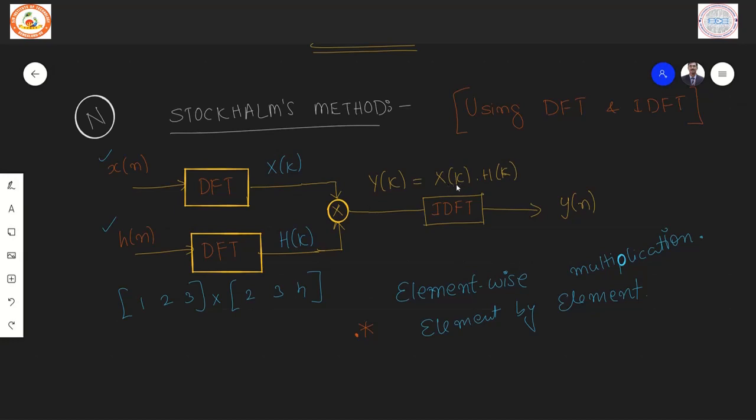The multiplication that is described here is called element-wise multiplication. In other words, we multiply the respective elements. So for example, if we have 1, 2, 3 and 2, 3, 4, multiplication is between the terms 1 and 2, 2 and 3, and 3 and 4, which results in a 3-point sequence. This method of computing the circular convolution using DFT and IDFT is called Stockham's method. We will solve numericals based on this shortly.